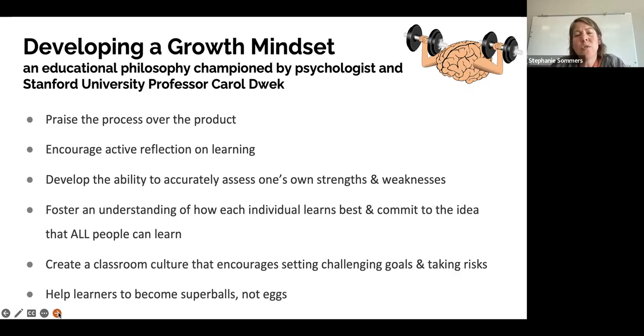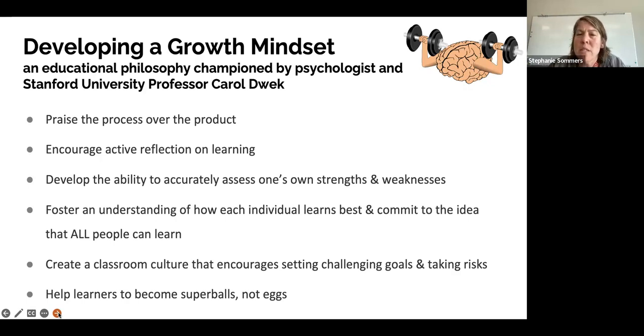We work with our students to develop the ability to accurately assess their own strengths and weaknesses, and foster an understanding of how each individual learns best. And we remain very committed to the idea that all people can learn. We might just learn in different ways or have different styles. We want to create a classroom culture that encourages setting challenging goals and taking risks.